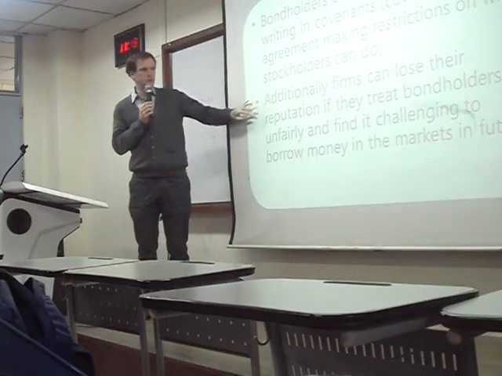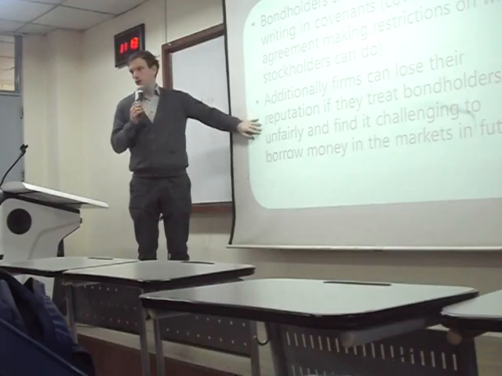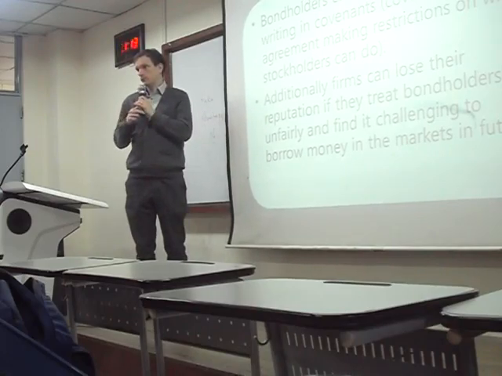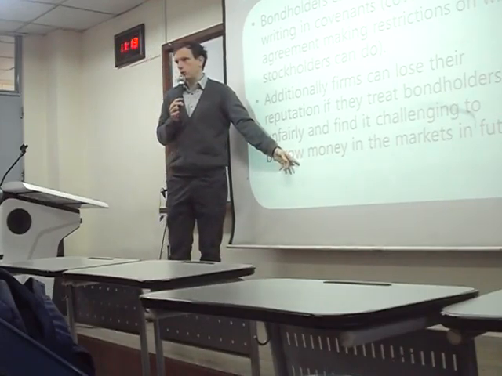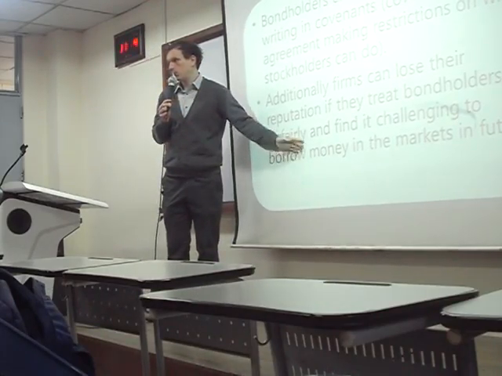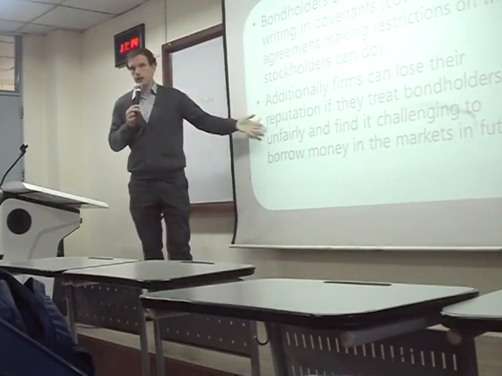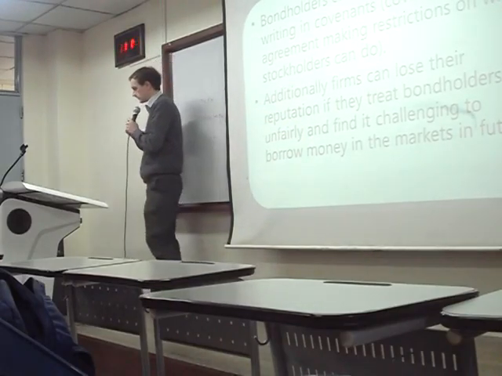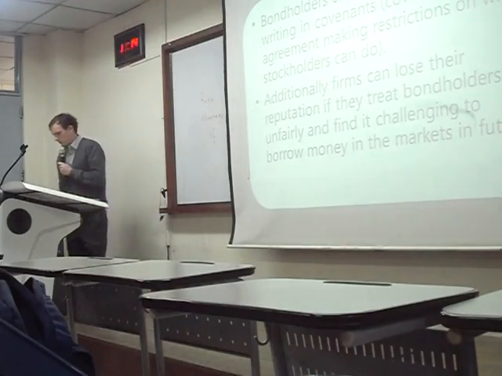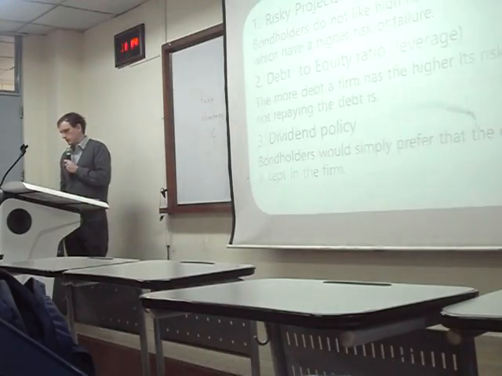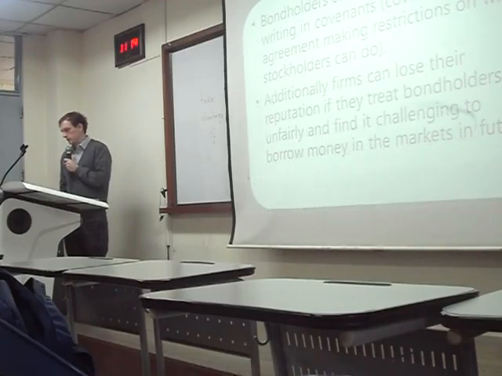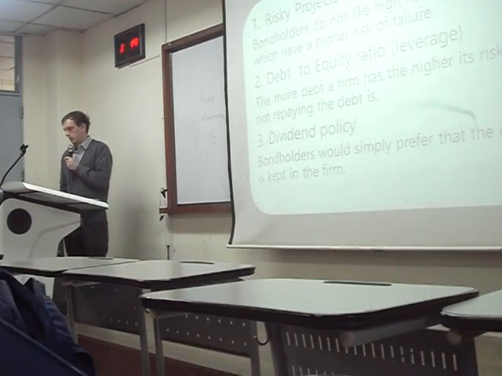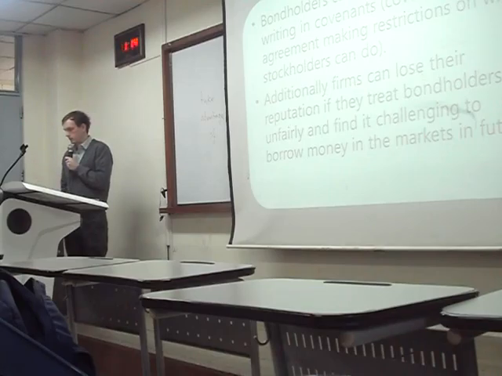This is also based on trust because firms can lose their reputation. If you treat me unfairly, the bank or the bondholder, then I'm not going to give you a loan the next time. Okay? So this is important. The company has to treat the bondholders and banks well, because if they don't, they're going to have trouble in the future to get money. So this is not such a big problem. Okay? Because bondholders can write covenants to protect themselves and firms could lose their reputation. So this is probably the lowest of the conflicts between the stakeholders.